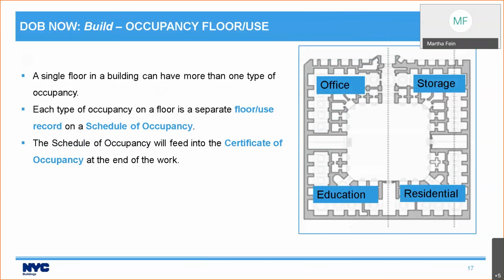This floor of my building has 4 different types of occupancy. It's got offices, it's got storage, it's got educational use, and it has residential use. Each type of occupancy on a floor is a separate floor use record on a schedule of occupancy. So this floor would have 4 records for that floor, 1 for each type of occupancy. And the schedule of occupancy feeds into the certificate of occupancy.